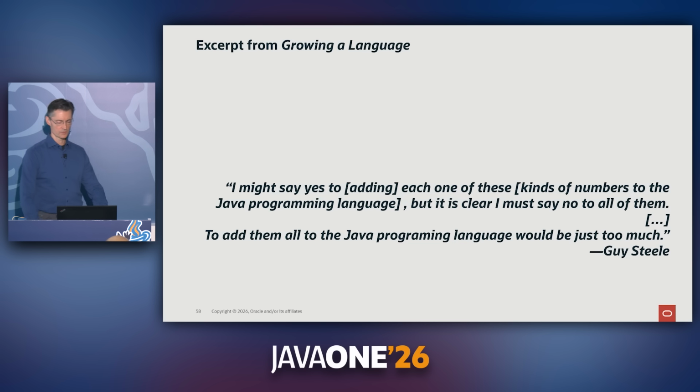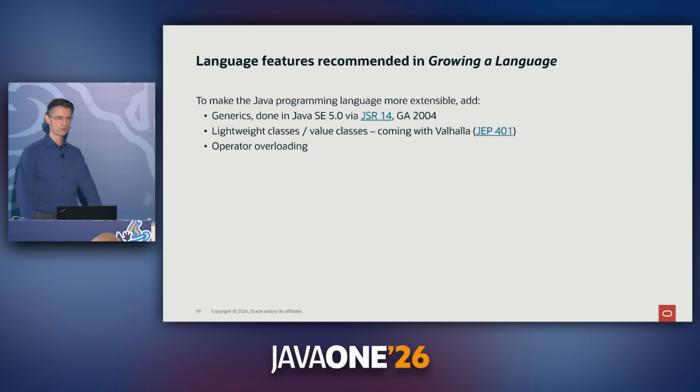So one of the quotes from Guy in his keynote was this: I might say yes to adding each of these kinds of numbers to the Java platform. He had his own long list of possible numeric types of interest, but I must say no to all of them. To add them all to the Java programming language would just be too much. And instead, Guy recommended making the Java language extensible so that it could support numeric types.